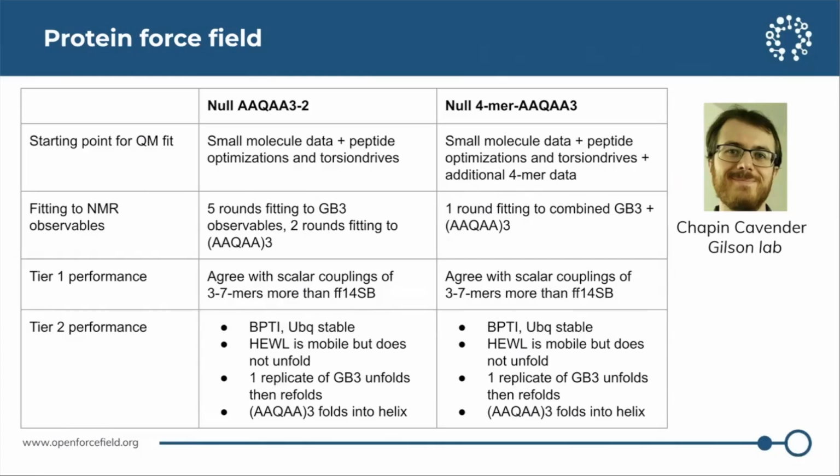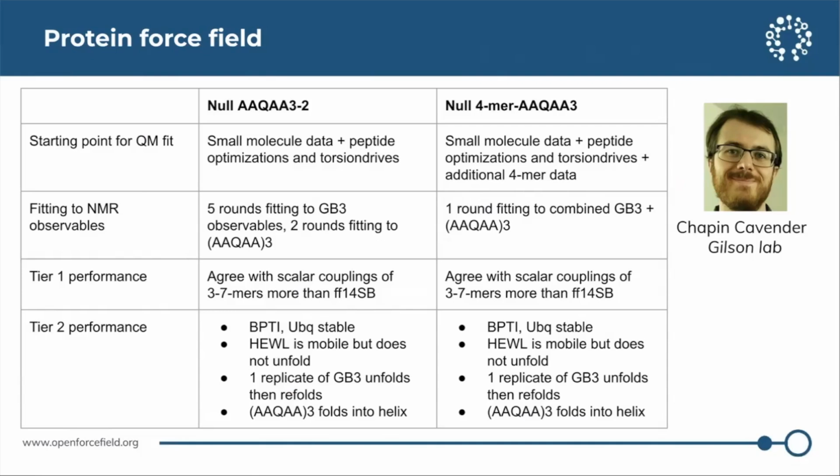Null AAQ-AA3-2 starts from a force field that was fit first to protein data, so small molecule data and peptide optimizations and torsion drives, and then went through multiple rounds of fitting to NMR data for GB3 before adding NMR data for the 15-mer. And this results in a force field that performs well on tier 1 on short unstructured peptides, as well as the more stable folded proteins of tier 2.